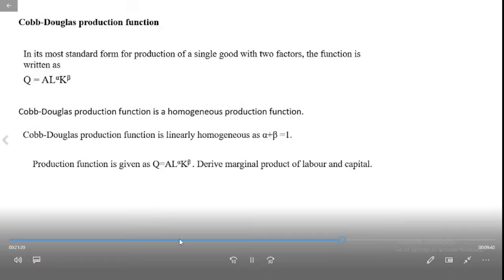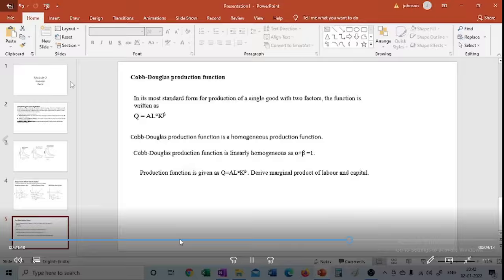Or in short, we can say alpha represents the percentage increase in output when there is a 1% increase in labor, keeping capital constant, and beta the other way. So that is alpha and beta, the output elasticities of labor and capital. Then another thing, the Cobb-Douglas production function is a homogeneous production function. So what is a homogeneous production function?